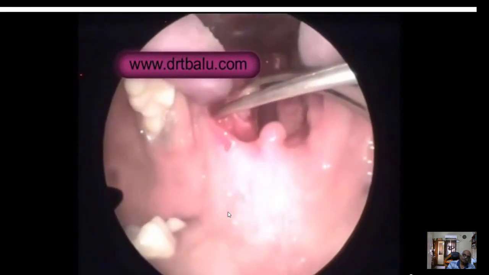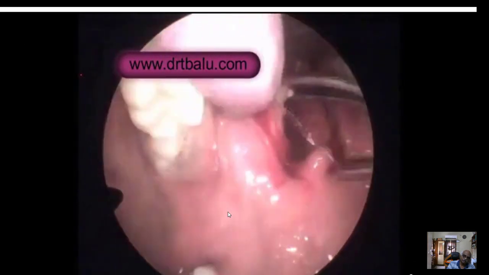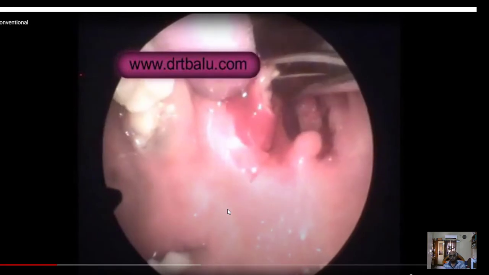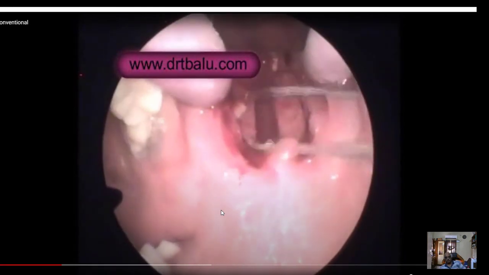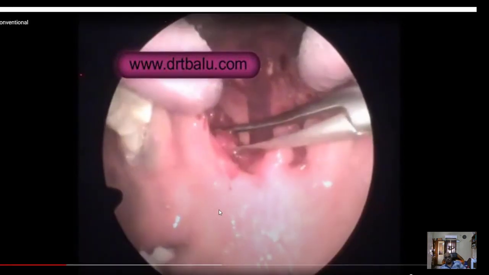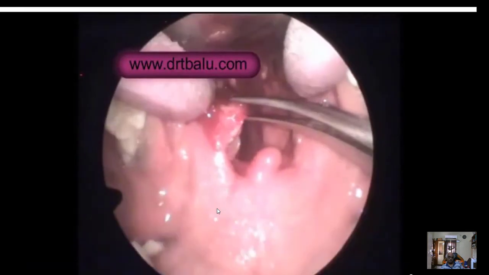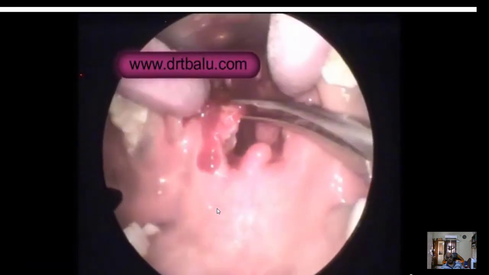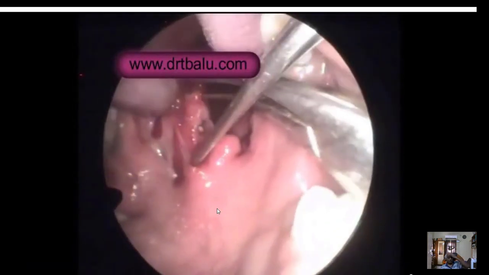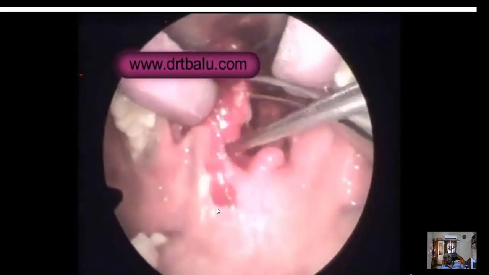The tonsil is seen being held by a tonsil holding forceps or a tenaculum forceps. Tenaculum means capsule. So the tonsil is being held by a tonsil holding tenaculum forceps. And you see a bottom ball is being used to lift the tonsil, push the tonsil away from the tonsillar fossa and tonsillar bed.